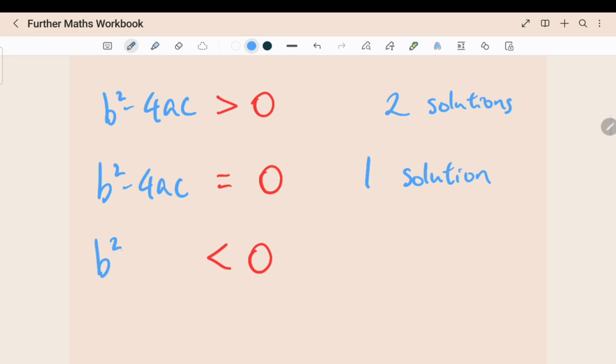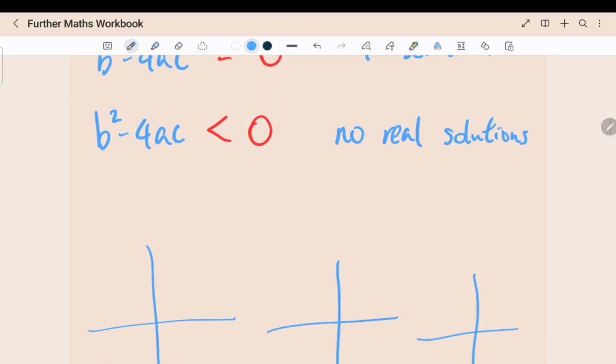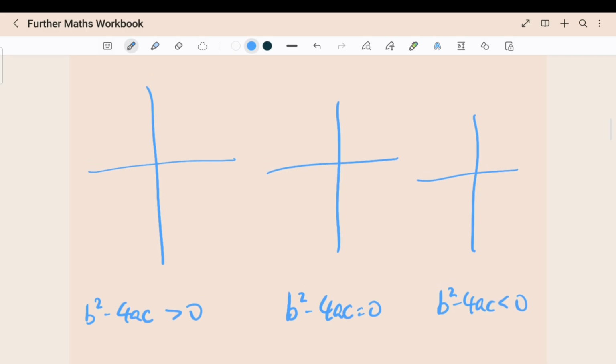But if I have b squared minus 4ac being less than 0, I have no real solutions because the square root will become negative, which means I will not have any real solutions because you cannot square root negatives in the real world. So what this will look like is that if we have the discriminant greater than 0, we're going to have two roots.